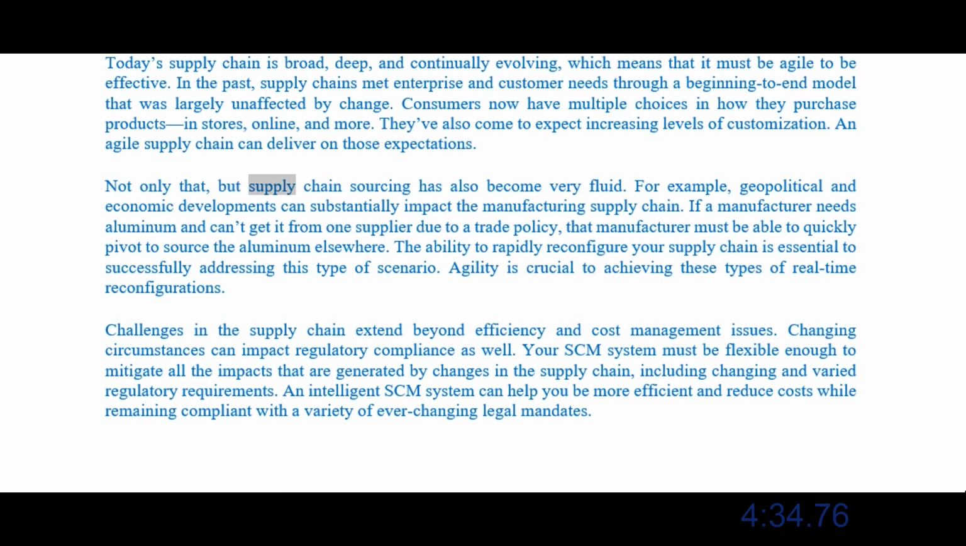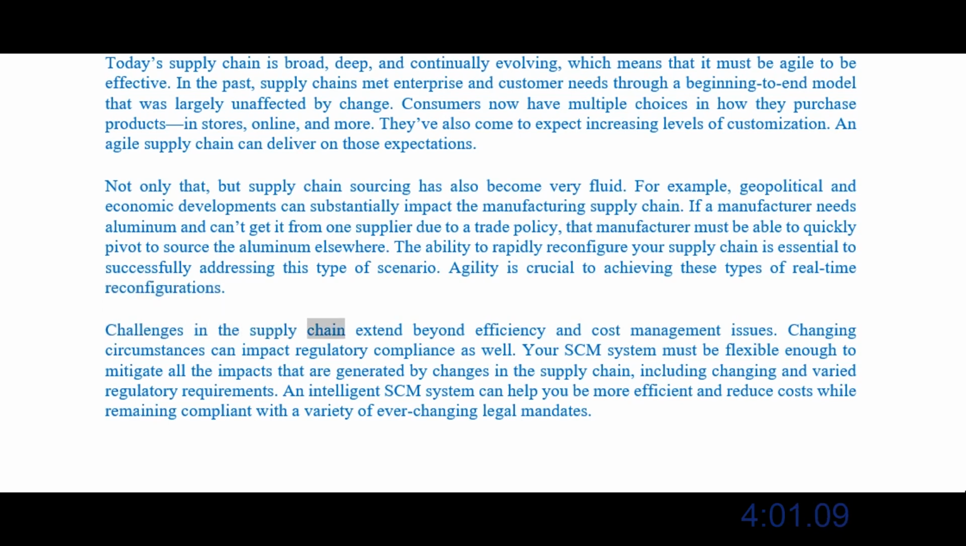Not only that, but supply chain sourcing has also become very fluid. For example, geopolitical and economic developments can substantially impact the manufacturing supply chain. If a manufacturer needs aluminum and can't get it from one supplier due to a trade policy, that manufacturer must be able to quickly pivot to source the aluminum elsewhere. The ability to rapidly reconfigure your supply chain is essential to successfully addressing this type of scenario. Agility is crucial to achieving these types of real-time reconfigurations.